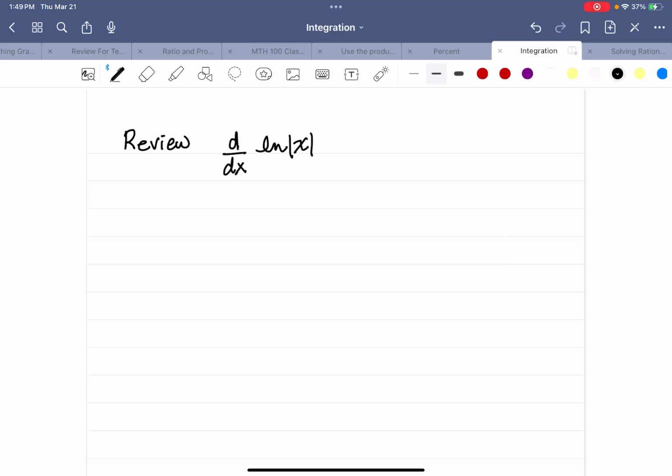So whenever we take the derivative with respect to x of the natural log of x, we get 1 over x. That's the rule that we used back when we were doing derivatives. So what we have to know now is that the integral of 1 over x dx is going to be the natural log of x plus c.